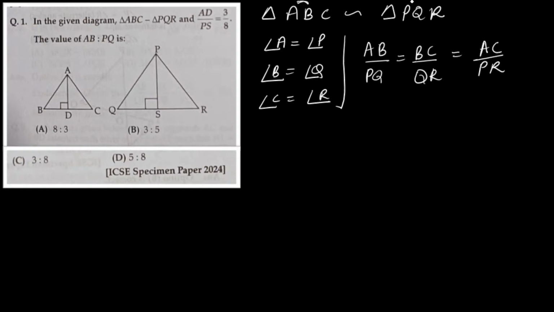See, AB by PR, BC by QR and AC by PR. So this is how you'll find the corresponding sides. So names should be written correctly. They already mentioned the names, so I'm using these results.